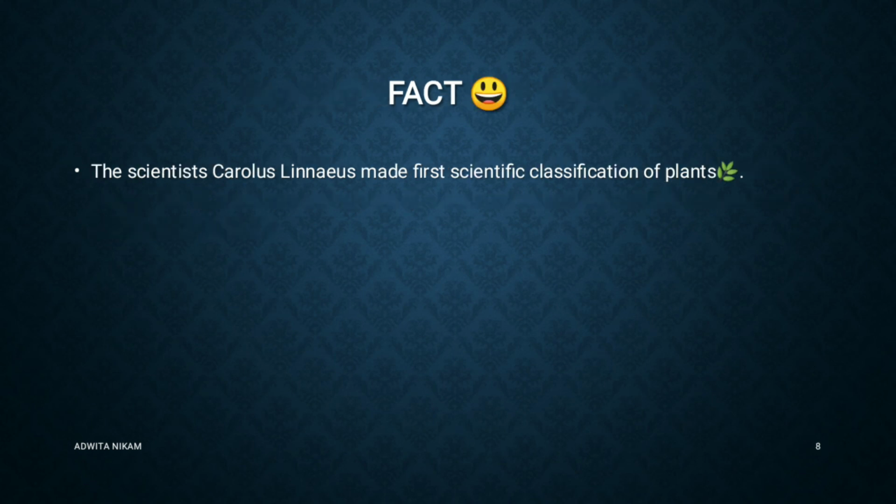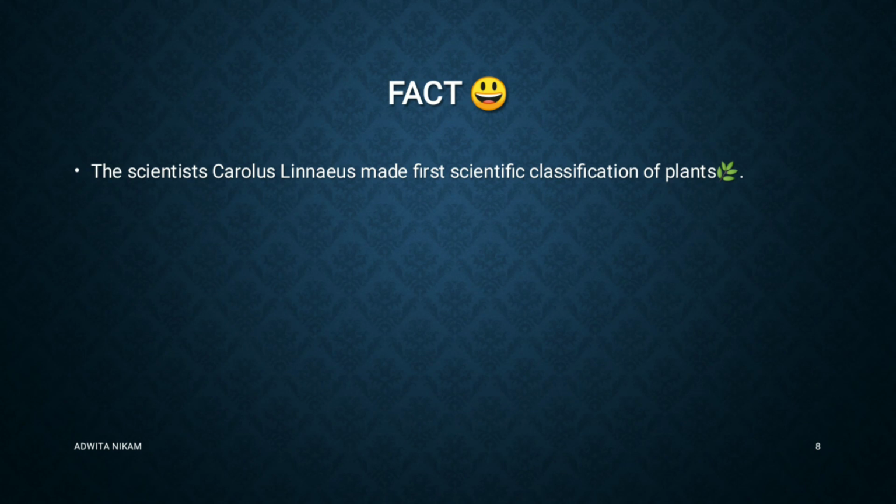Okay, so now I'm going to tell a small fact which I know. The scientist Carolus Linnaeus made the first scientific classification of plants. Initially, it was his method of classification that was used by all.